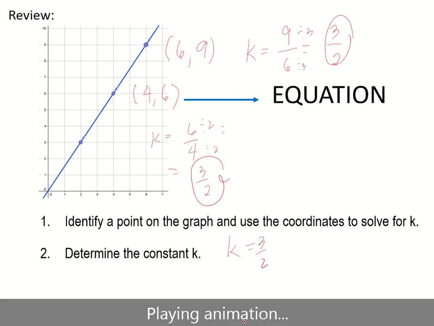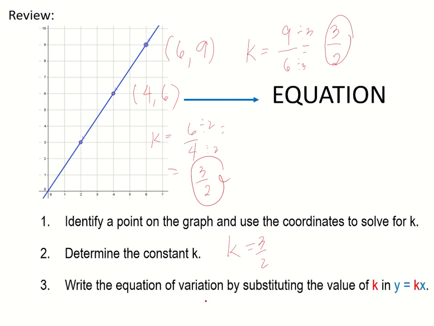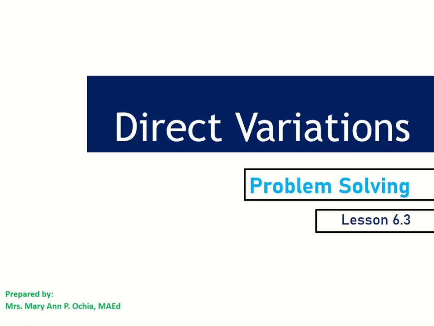Then it's now time for us to determine the equation, which is y equals 3 halves x, or it can be written as 3x over 2. We can make use of this equation in solving problems later, especially when you're asked to determine either the value of x or y. For our next lesson, we are still on direct variation, and then we'll have problem solving. We'll make use of the equation again to solve problems.